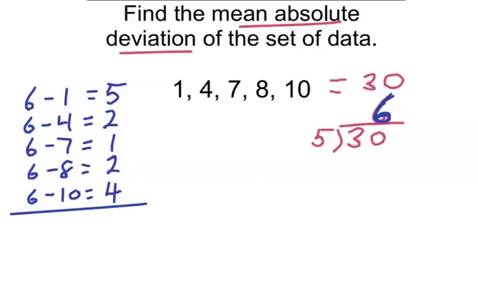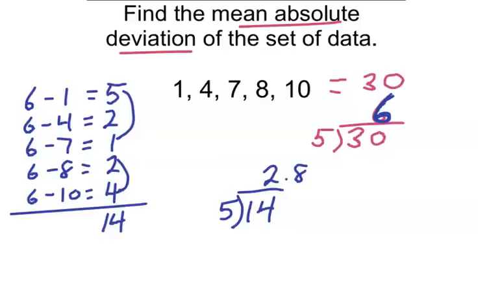Okay, so then we have, let's see, 5 and 1 is 6, 4 and 2 is 6, that's 12, 13, 14. So we have the answer of 14, but to find the mean absolute deviation, we have to do 14 divided by 5. So we go 14 divided by 5 equals 2.8. So there's our mean absolute deviation, 2.8.